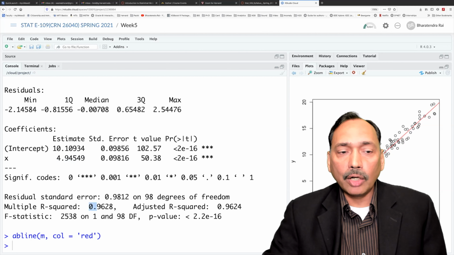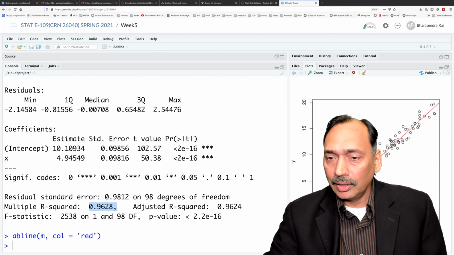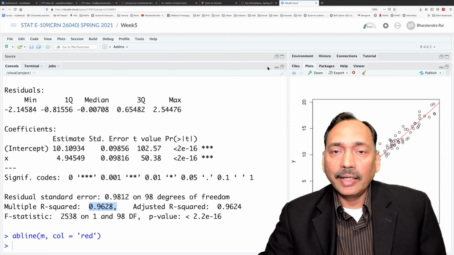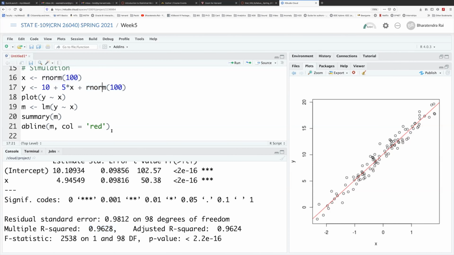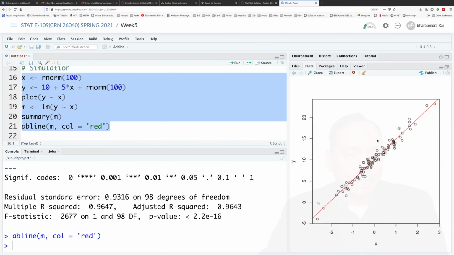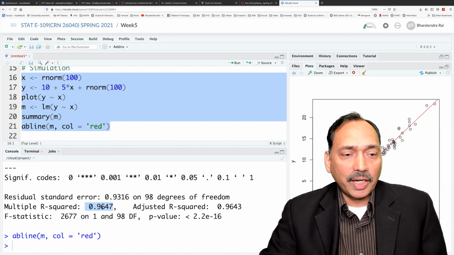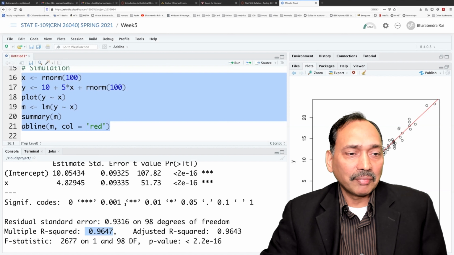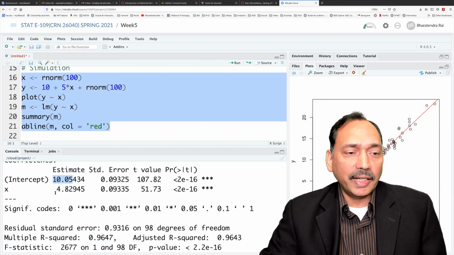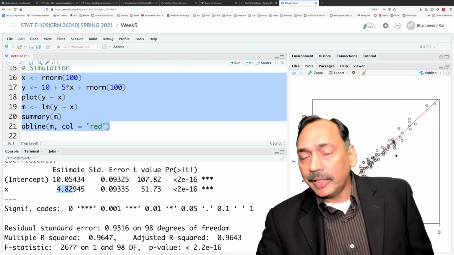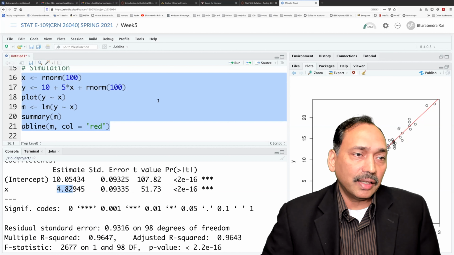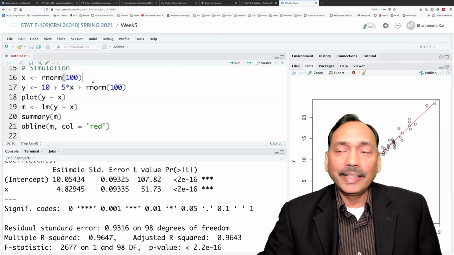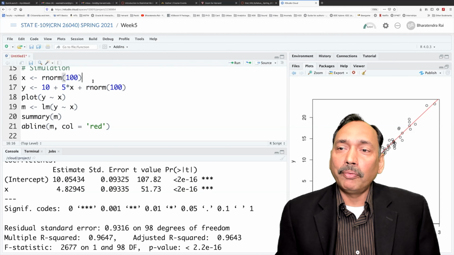And R square has come down from 100% to 96% because you can see there's a variability around that straight line. But if I run this whole thing again, just notice what happens. The data points change. Not a huge change in R square, still 96%, and the values are also close to 10 and 5. But data points obviously change because line number 16 and 17 is giving you a random sample of 100.